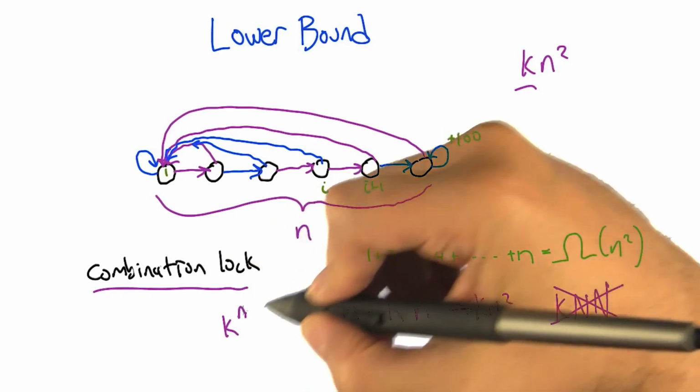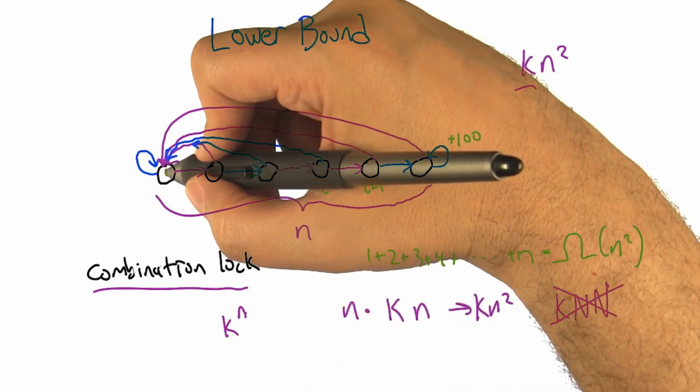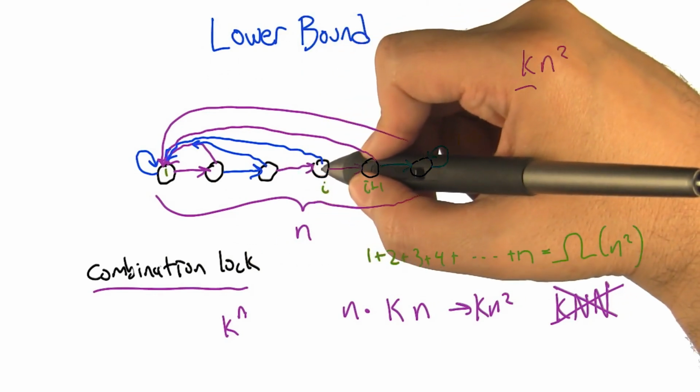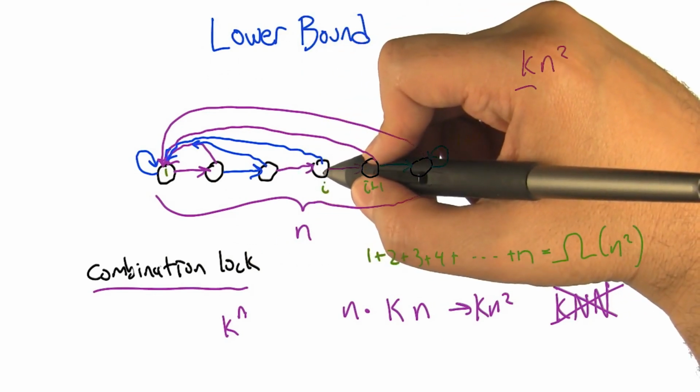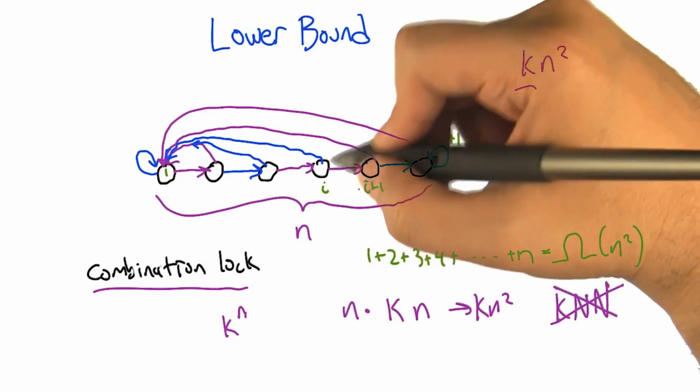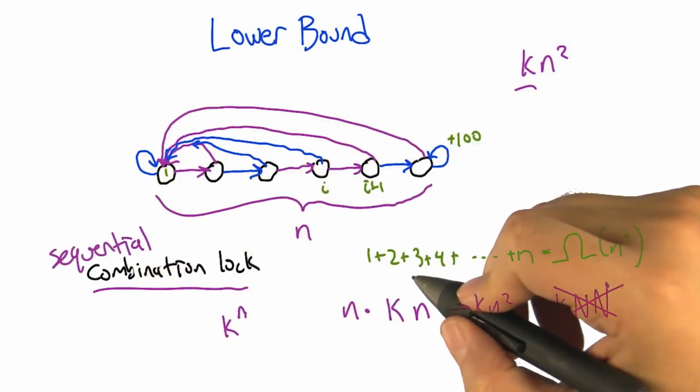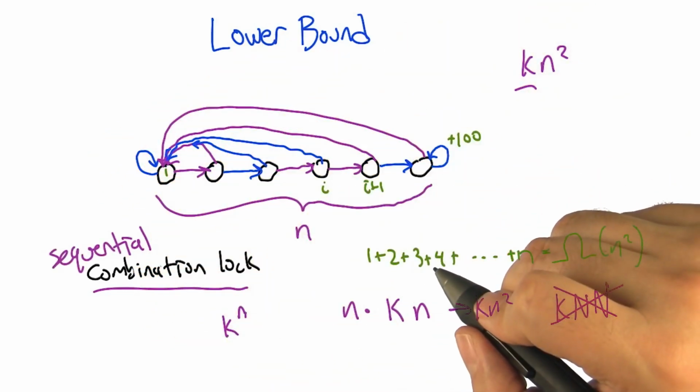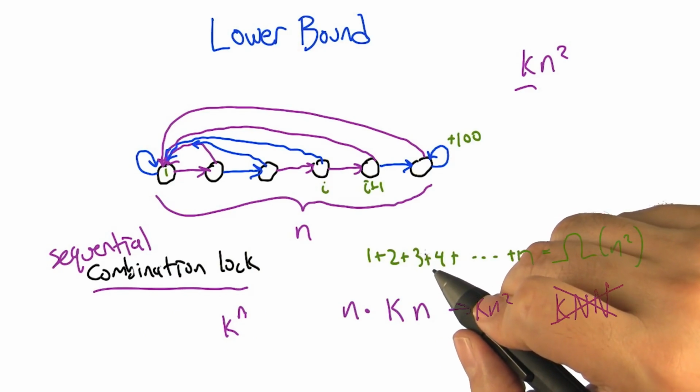Right. Different combinations. Here, we're lucky enough to actually know that the first i parts of our combination are correct, and we're just guessing the ith one. So really it's a sequential combination lock. Which is not very secure from a security standpoint. Well, in particular, you can solve it in n squared time instead of k to the n time.